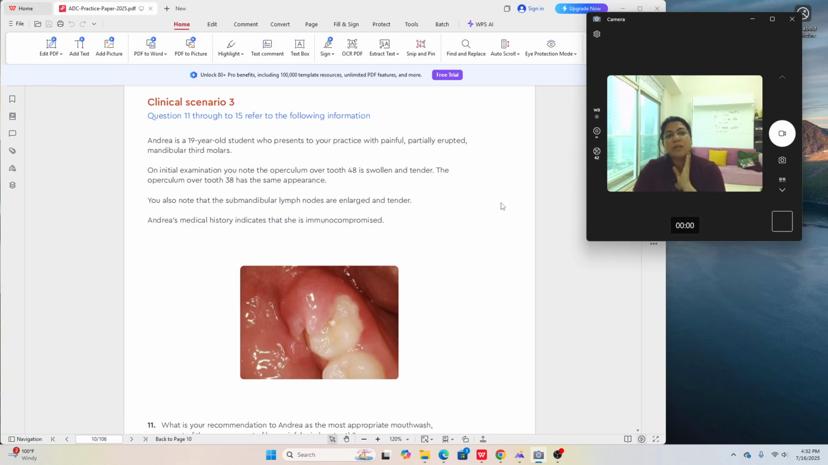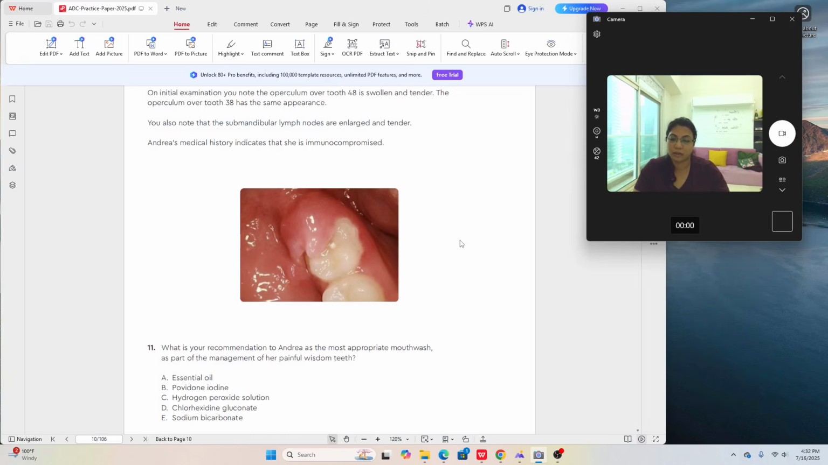Next, her submandibular lymph nodes are also tender. That means infection has spread quite a lot. So the patient needs to be managed as soon as possible, basically. Now let's see what we can do about it.